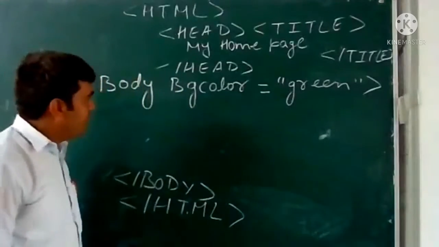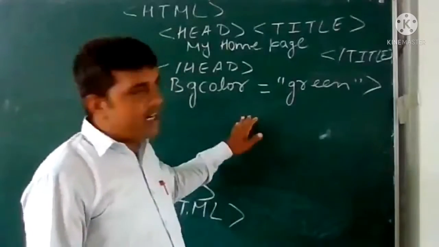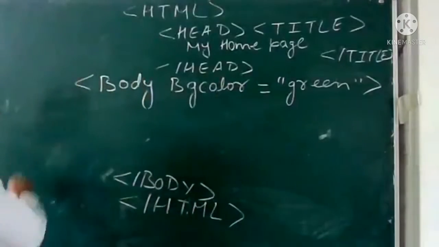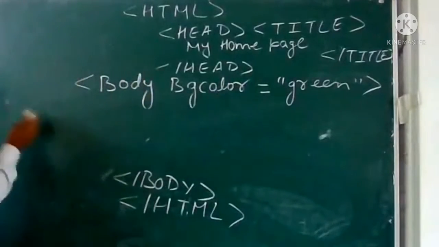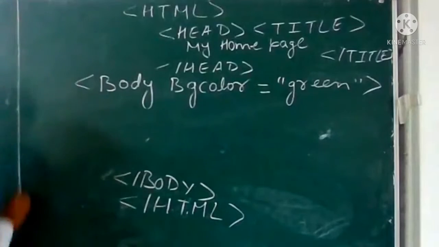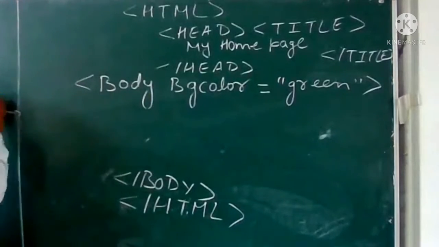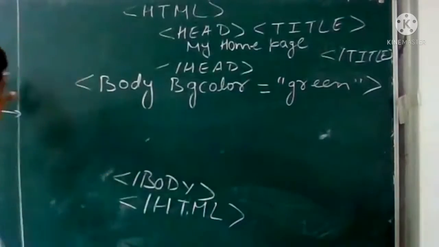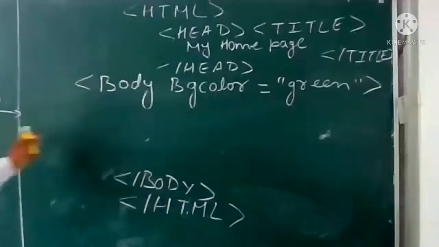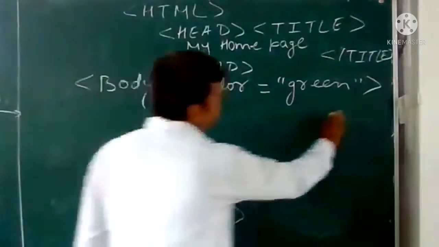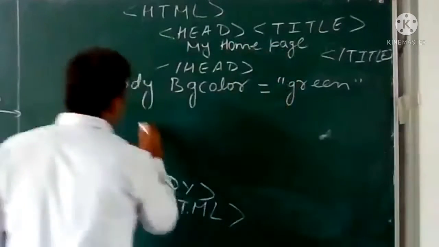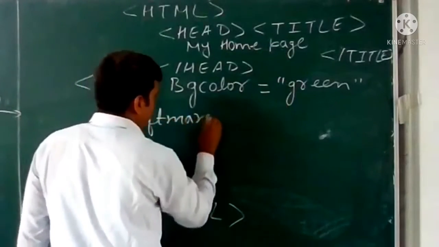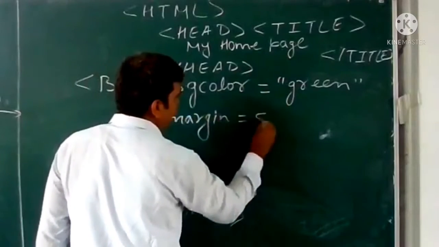And some other attributes which are used inside the body are what? To set the margin: left margin, top margin, right margin, bottom margin. Margin is space. Suppose on the left we want to keep a margin of 50 pixels. Suppose this is the 50 pixel margin we want on the left, so that all the text on the web page appears after leaving this much space. So what do we write? Left margin equals to 50.